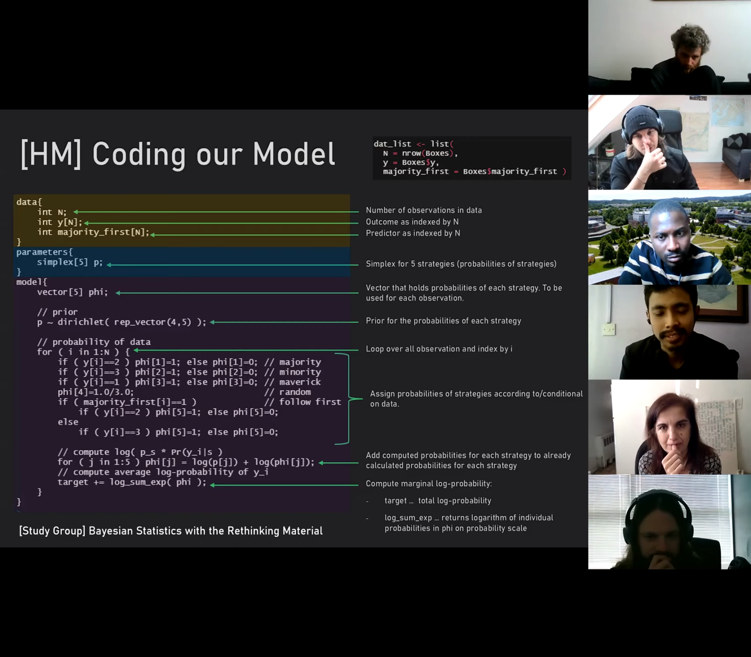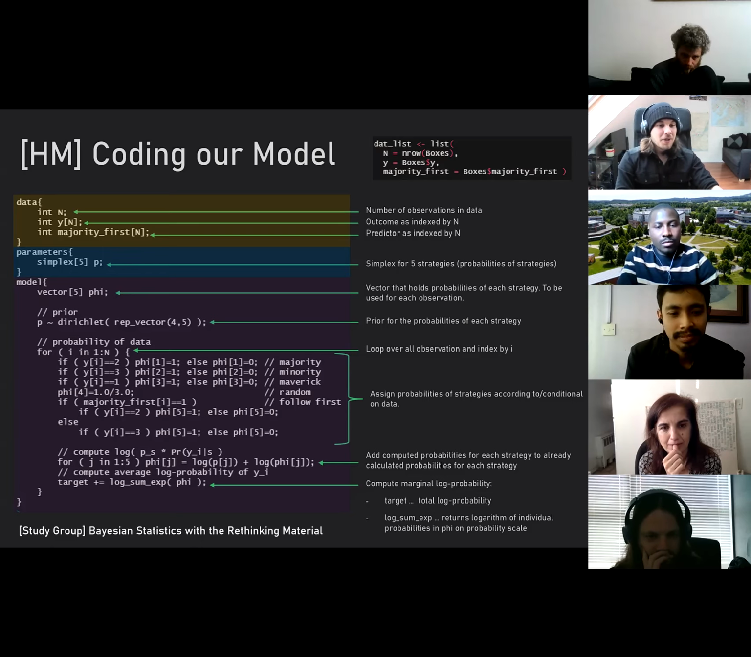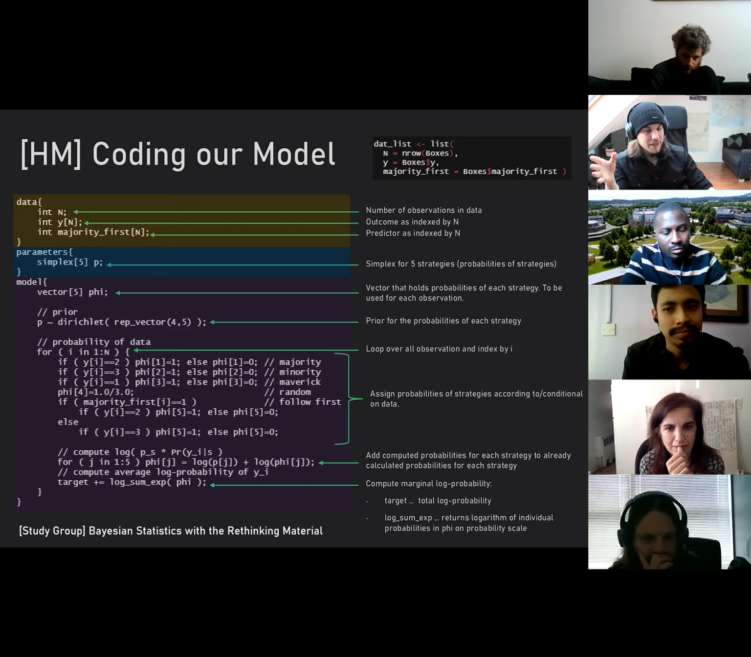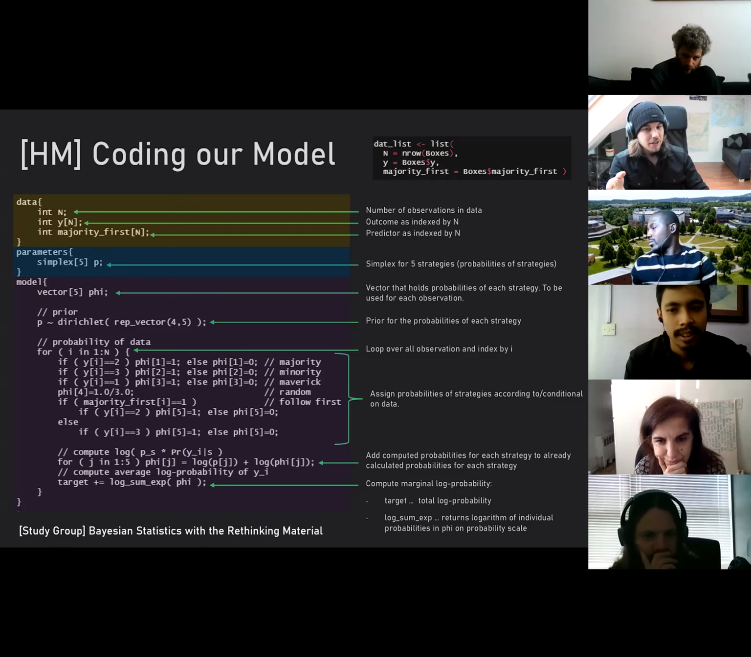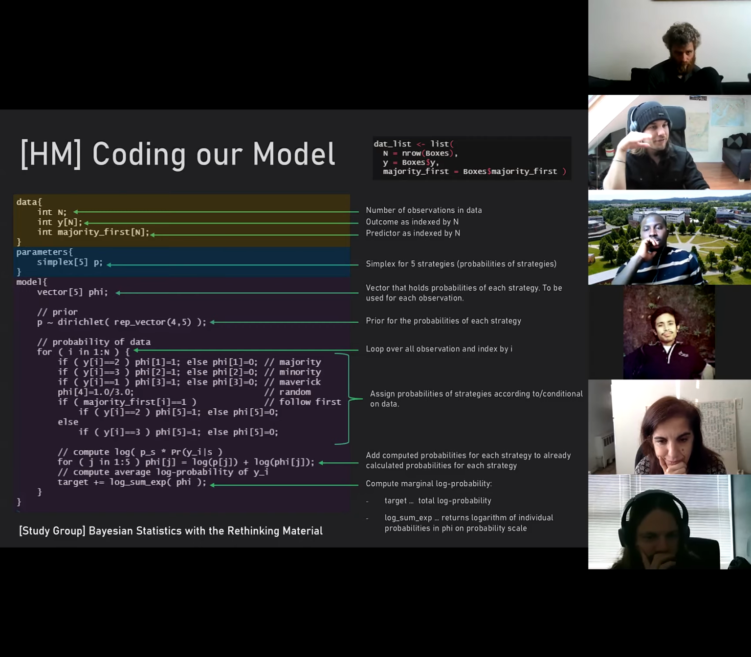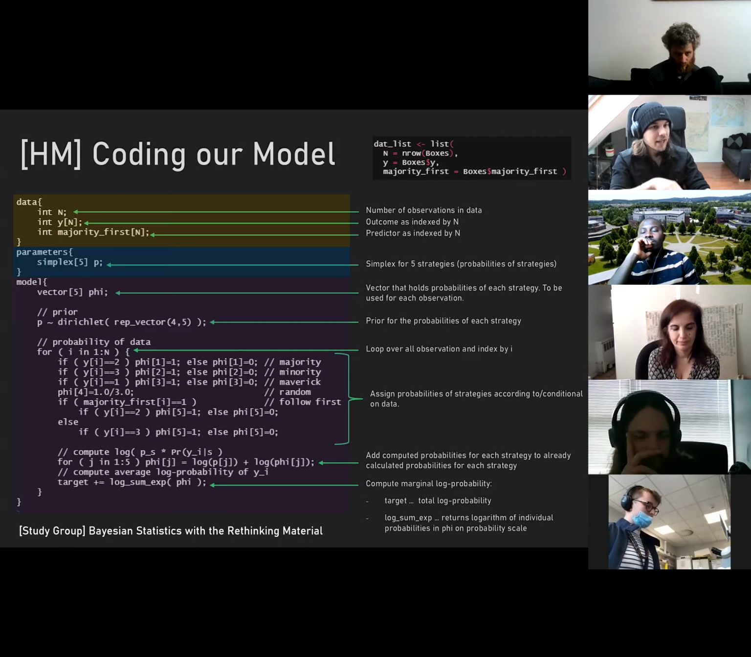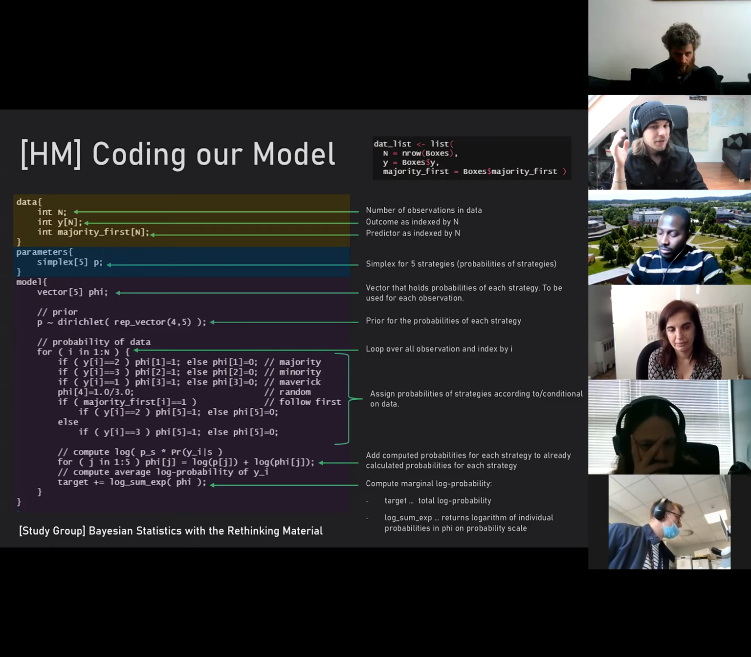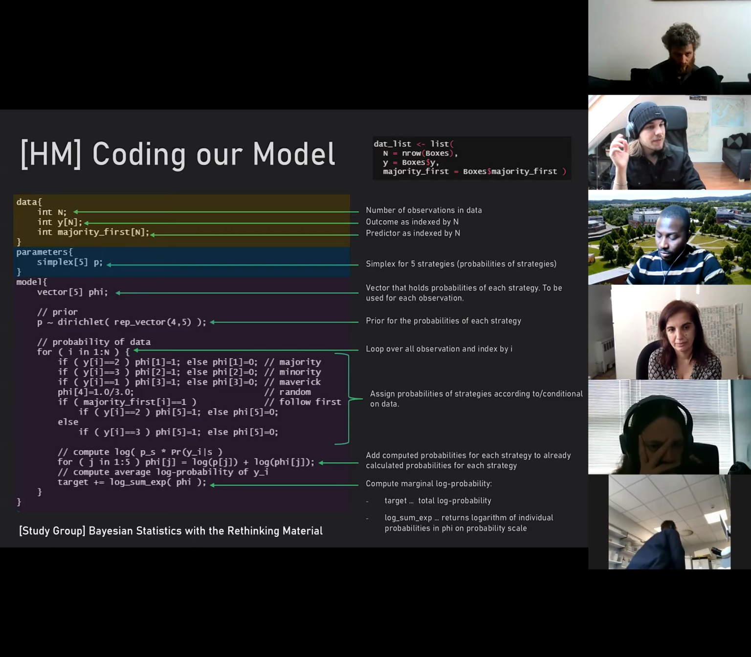Yeah. Cool. Next line then. So on the next line, we then add all of our computed probabilities for each strategy together to the already calculated probabilities for each of the strategies. So this is where phi just gets updated again and again and again. This is just the Bayesian updating part of it. We then, last line, compute the marginal log probability where target.